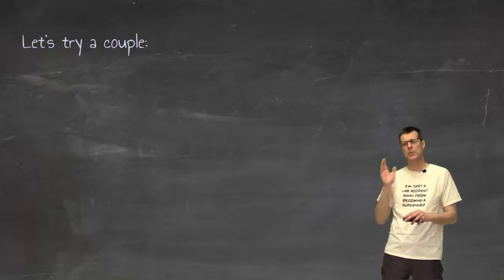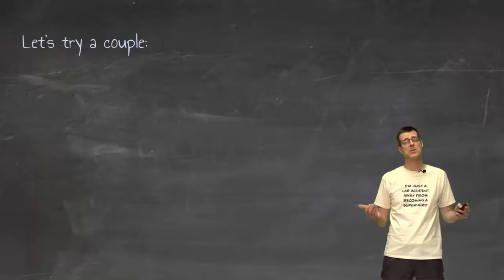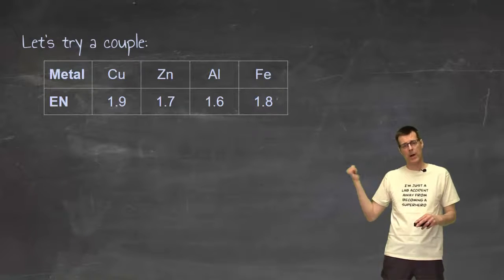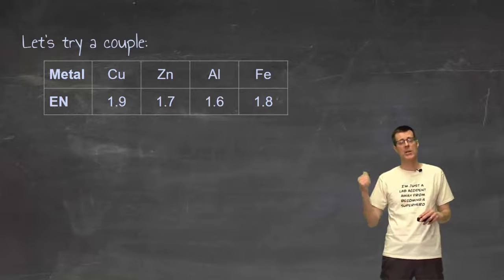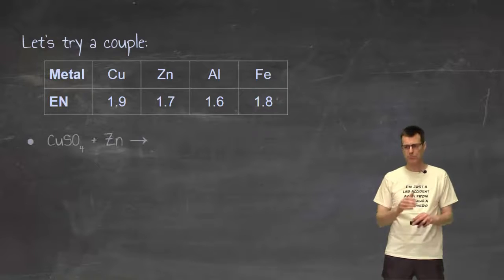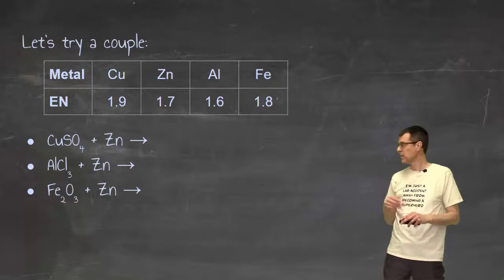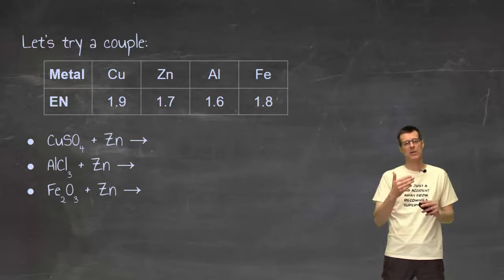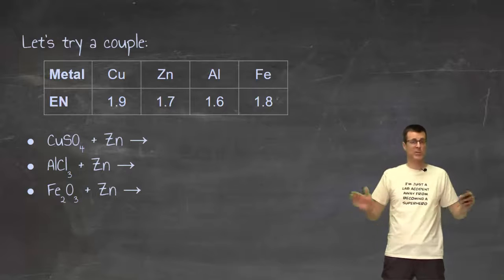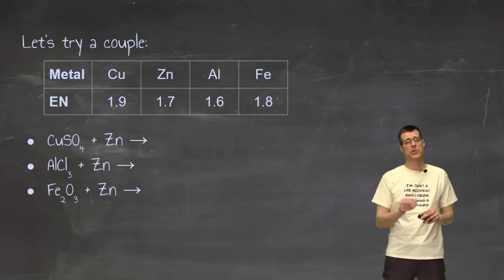Okay, let's try a couple. I'm going to get you to pause the video after you've seen them and see if you can predict them. So I'm going to give you a list of metals and their electronegativities, and I'm going to give you 3 different reactions. You decide whether or not the reaction would go forward or not. This is a great moment to pause the video, and we'll check with you when you're done.